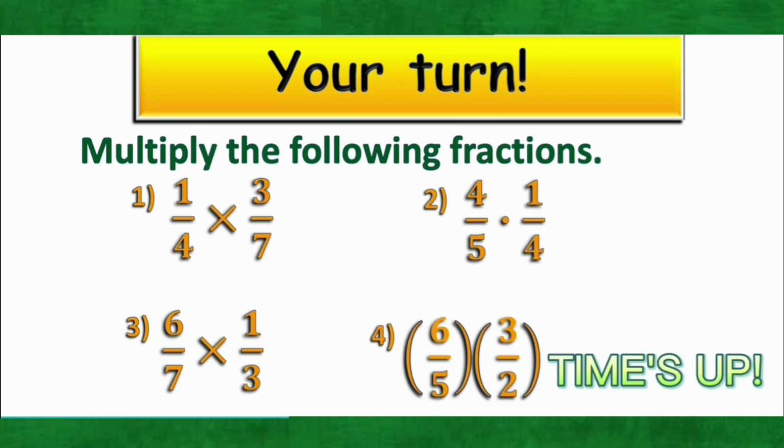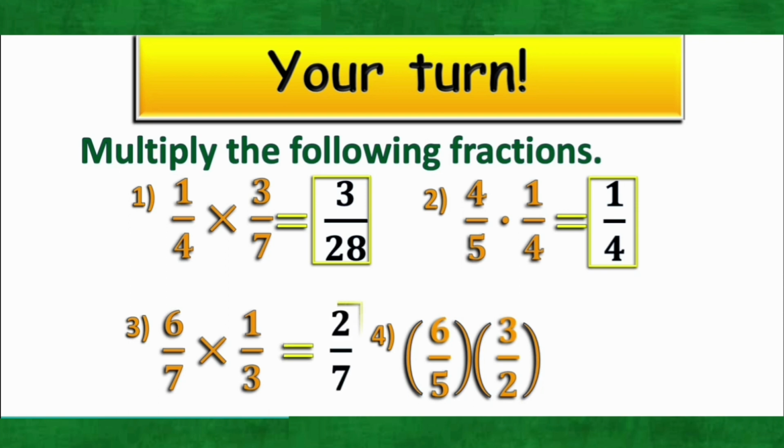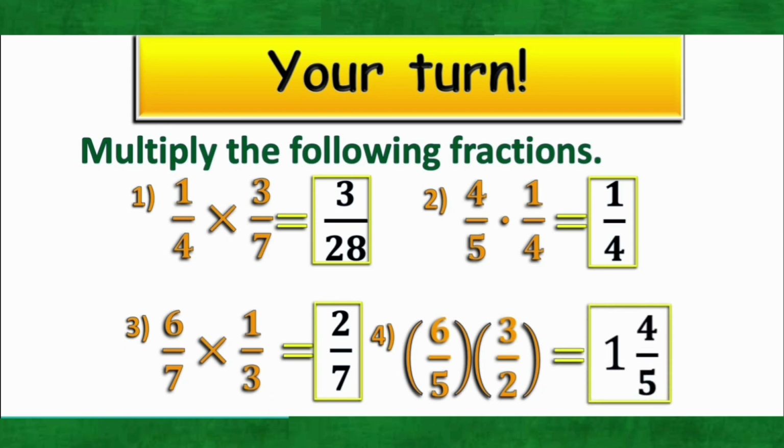Alright, time is up. Let us see if your answers are correct. For number 1, the correct answer is 3 over 28. Number 2, yes, it's 1/4. Number 3, 2/7. Number 4, 1 and 4/5. I know that you are all doing good. Let's proceed.